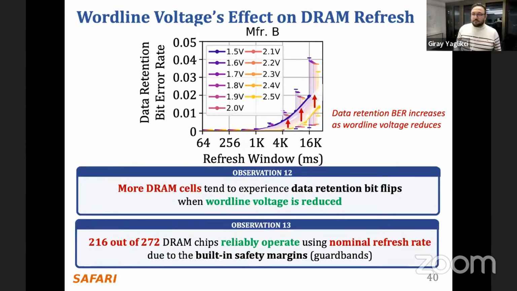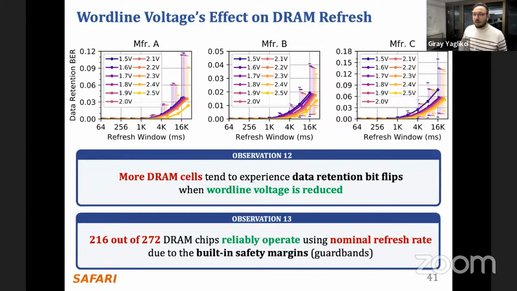And when we check, 216 out of 272 DRAM chips reliably operate using nominal refresh rate, which is 64 milliseconds. So they have a data retention bit error rate of 0. And when we repeat this analysis for all DRAM modules from all manufacturers, we observe that our observations are true for all of them.